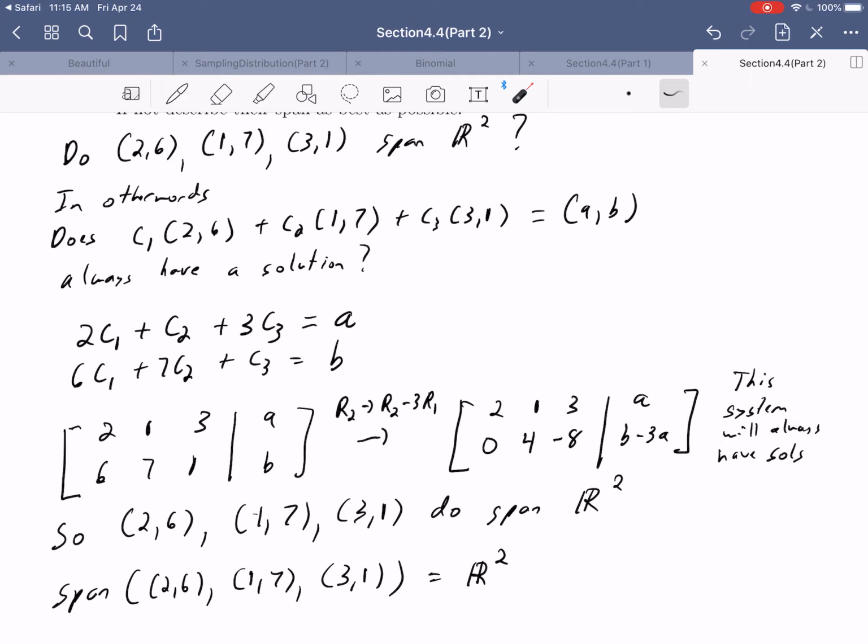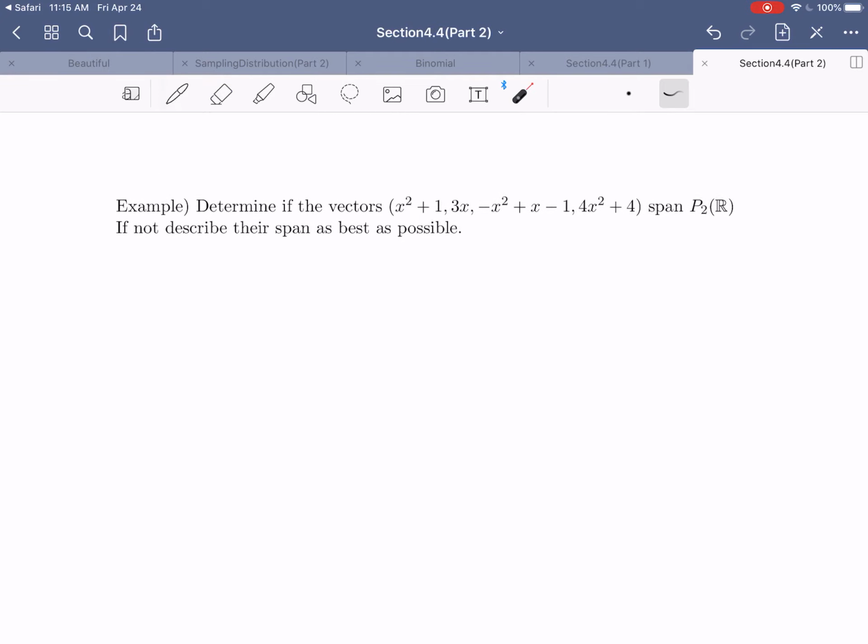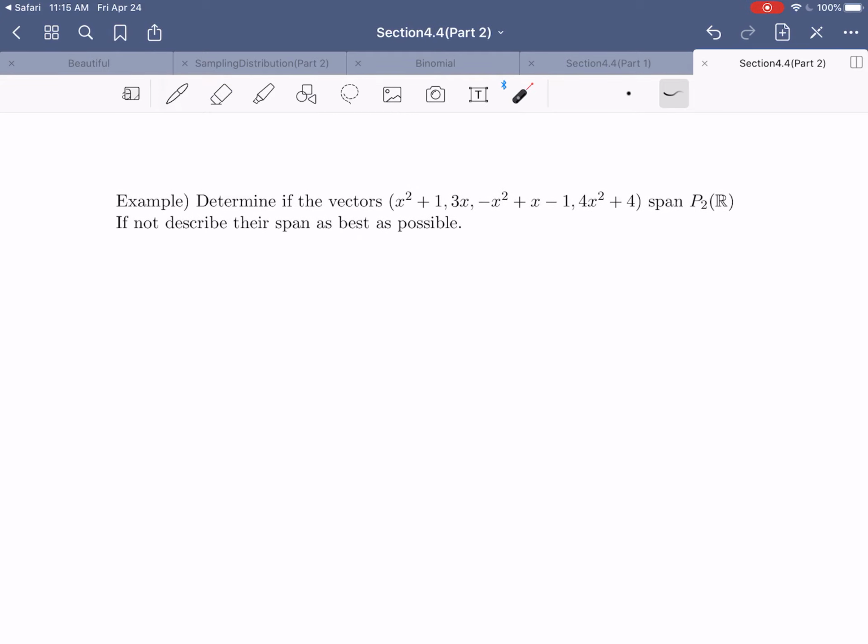Let's try that again. We'll work in a slightly more interesting vector space. We're going to work in P2 of R, the polynomials of degree 2 or less. We want to determine if these 4 polynomials, x squared plus 1, 3x, negative x squared plus x minus 1, and 4x squared plus 4, span P2 of R. If not, then we're going to need to try to describe their span as best as possible.